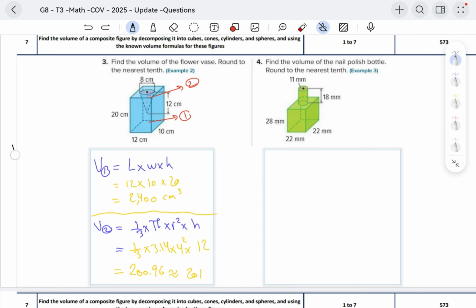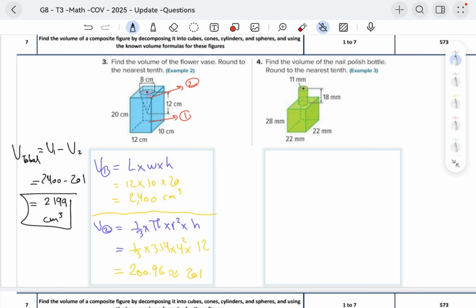Now to find the total volume, V total, we're gonna say V1, which is the volume of the prism, minus the volume of the cone. The volume of the prism is 2400, minus the volume of the cone, which is 201, and the answer for this will be 1199, and the unit will be centimeter cubed.